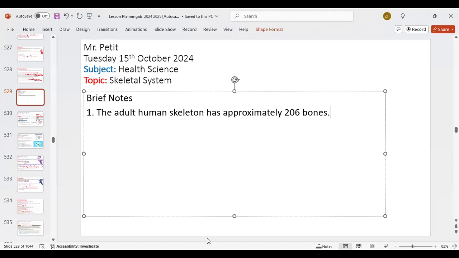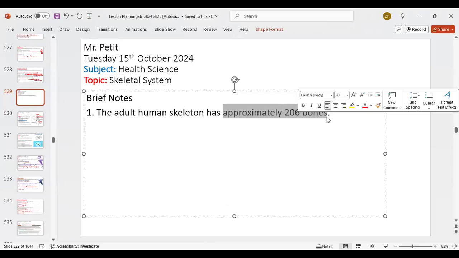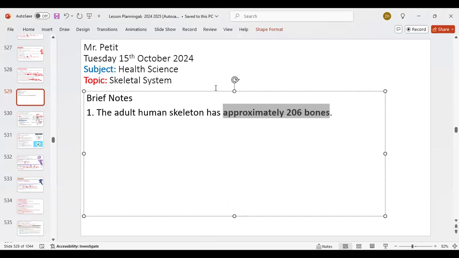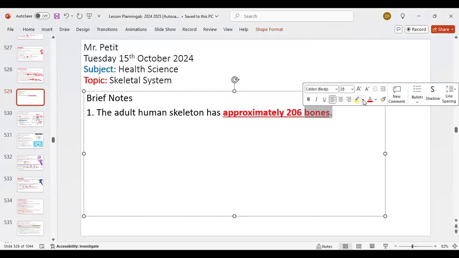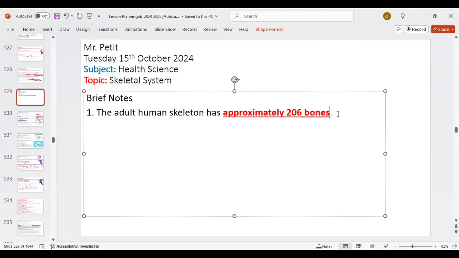Where's Ajani? Ajani, can you hear me? Yes, sir. Are you writing this down? How many bones are inside the human adult skeletal system? Say it again. 206. Very good. So the adult human skeleton has approximately 206 bones.